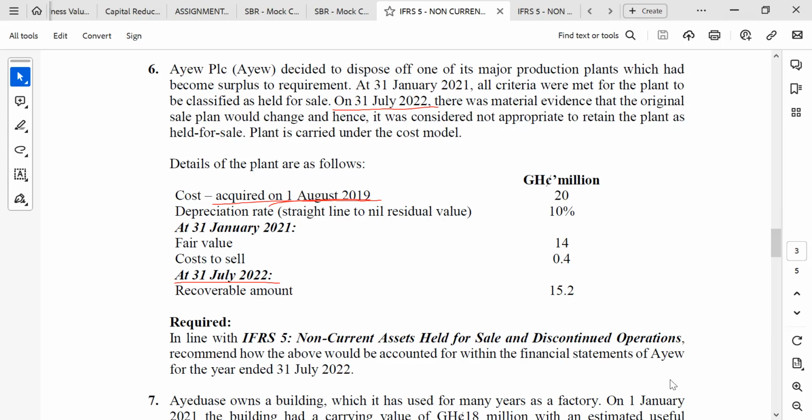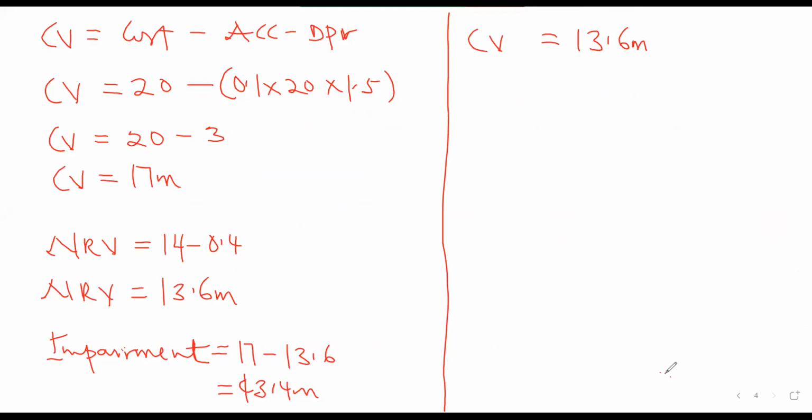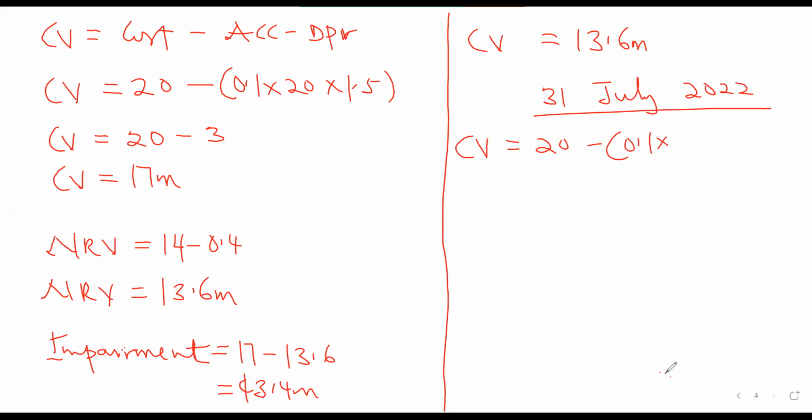If that is 3 years, then let's determine the carrying value at 31 July 2022. The carrying value will be determined as 20 minus 0.1 times 20 times 3. We have used the asset for 3 years already. Now the carrying value is equal to 20 minus what?